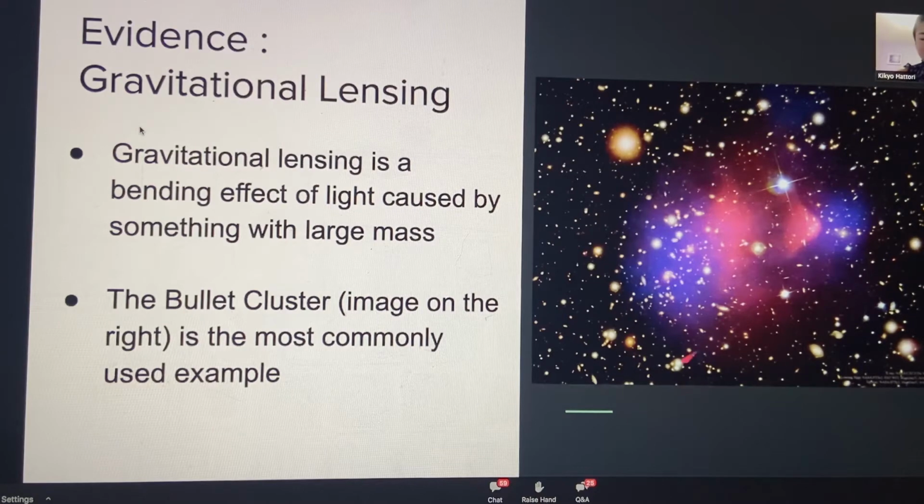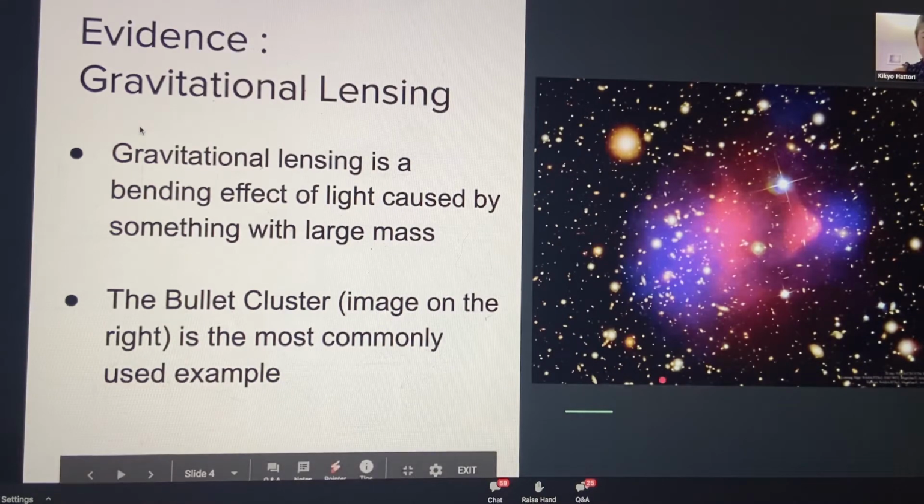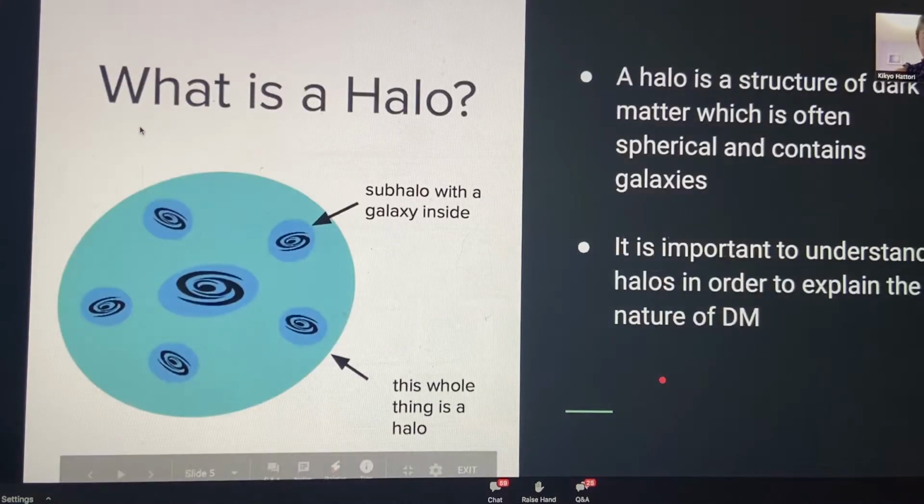But what are halos anyways? A halo is a structure of dark matter which is often spherical and contains galaxies. Halos merge into each other over time, and to track their motions, we use computer algorithms to identify them. If we want to understand the importance or the nature of dark matter, it is so important for us to know more about halos. And to study halos, the best way is by simulating them.